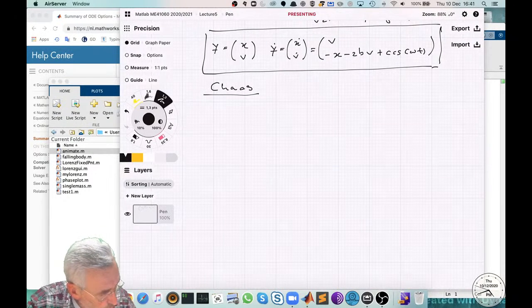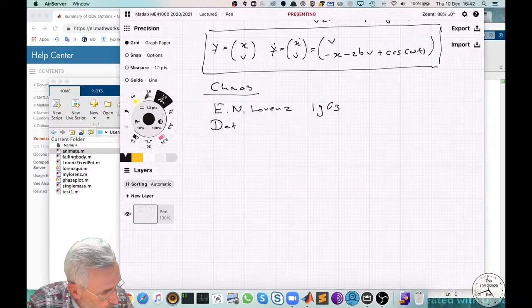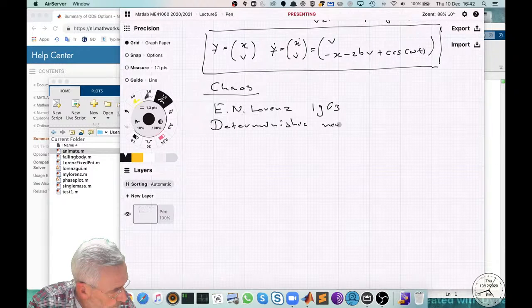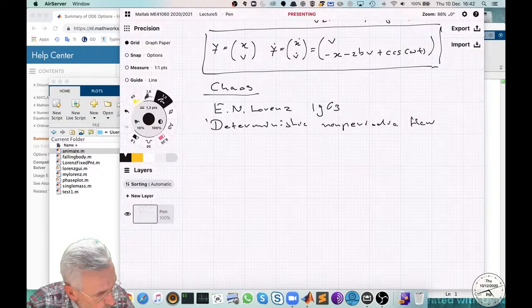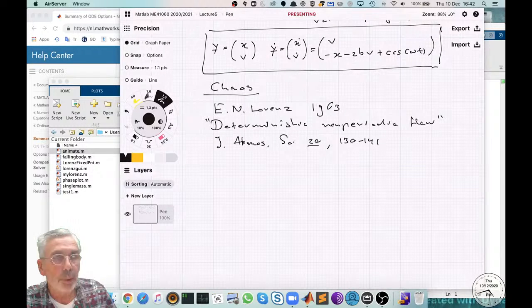And I want to draw your attention to a paper by Ed Lorenz, with a Z, and it's a paper from 1963, and the title is Deterministic Non-Periodic Flow, and it's in the Journal of Atmospheric Sciences. It's volume 20, pages 130 to 141. So a relatively short paper.